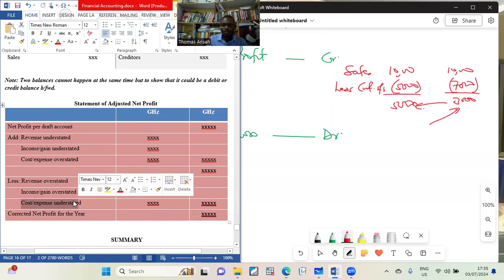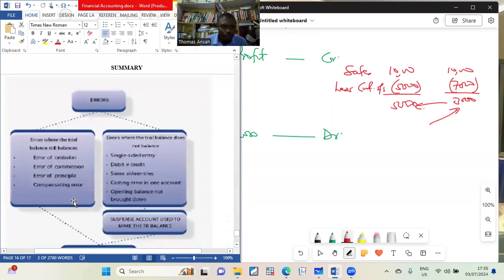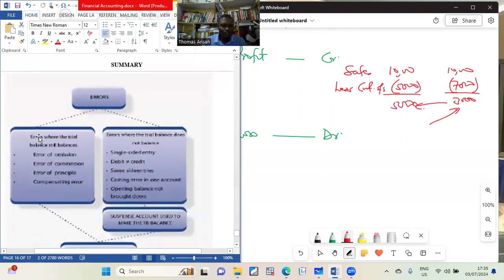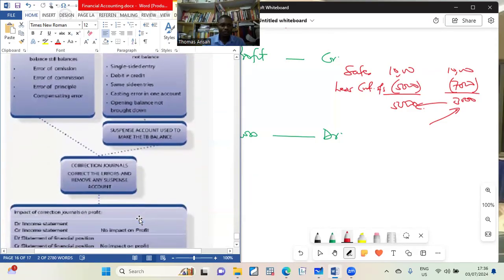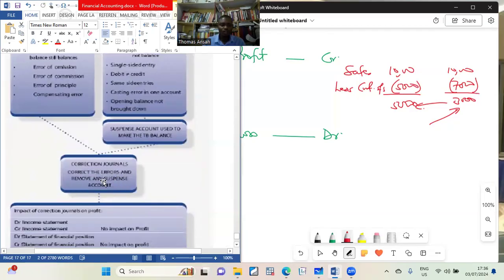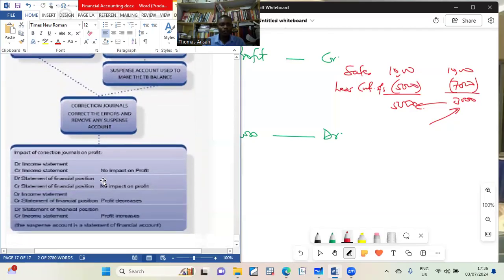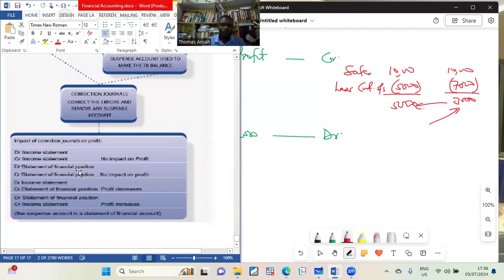All right. So in summary, what have we done? We've learned errors. We said that there are some errors that make the trial balance still balance, and we have some that do not make the trial balance balance. All right. So we have these types of errors. Then the single-sided entry error, which involves the use of the suspense account. So you correct the errors in your general journal, all right? And some of the errors have impact on your financial statement or your net profit.